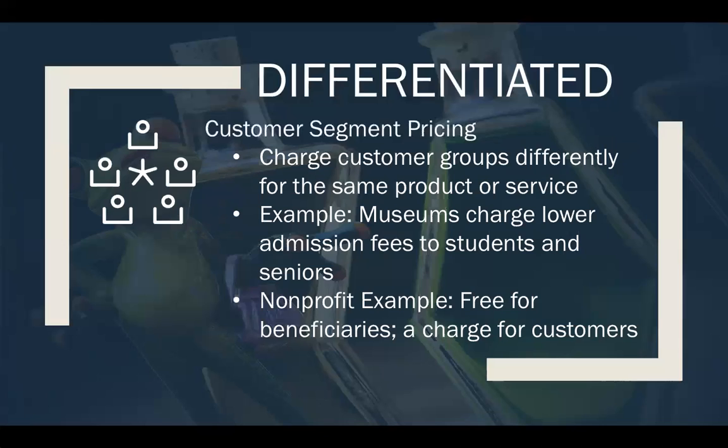The nonprofit example would be having your service free for beneficiaries and having a charge for customers. Think back to Bikes Together, where they give away a bike for free to anyone up to a certain age, but they charge for the bikes for other customers that come through the doors.